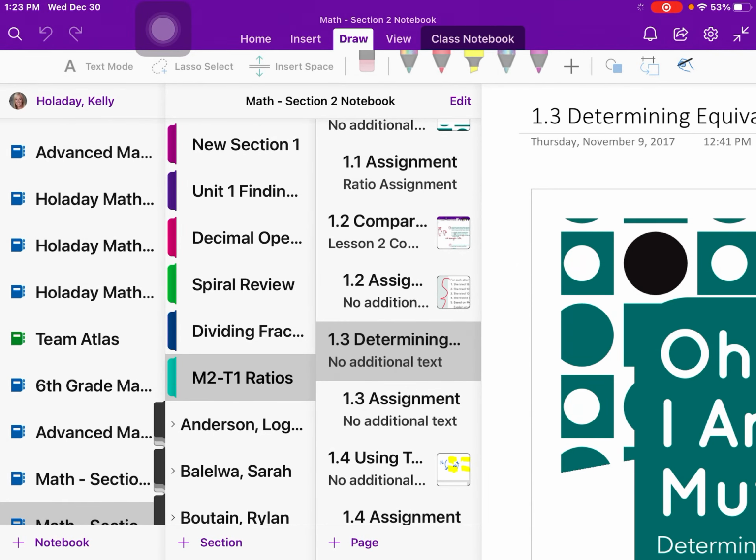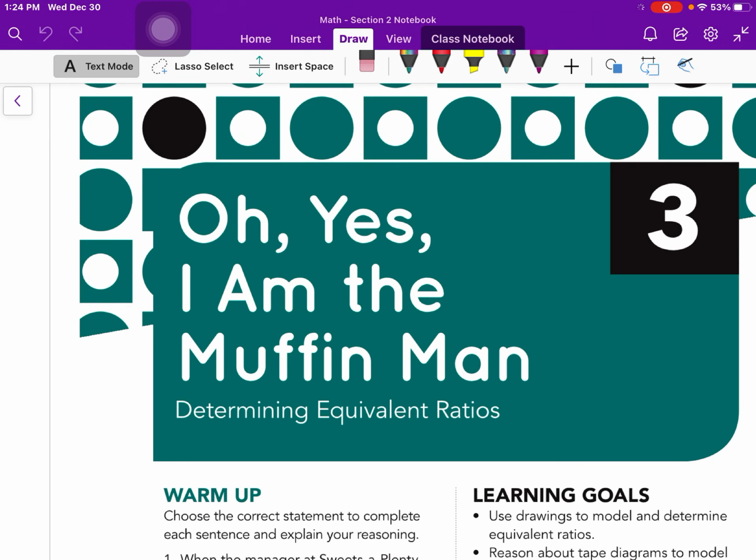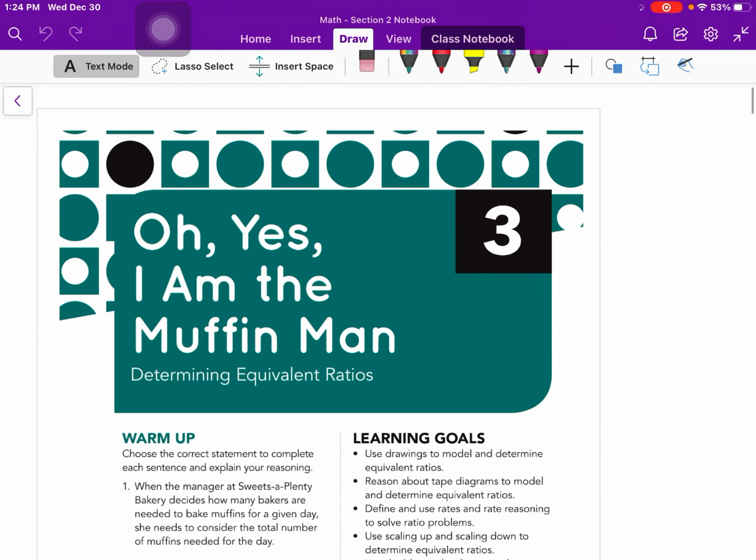Moving on to lesson 3 in our ratios lesson. Again, we are under the tab M2-T1 ratios. We are in the lesson 1.3, determining equivalent ratios. It's got a clever little title. Oh, yes, I am the Muffin Man, the Muffin Man, the Muffin Man, if you know that song.